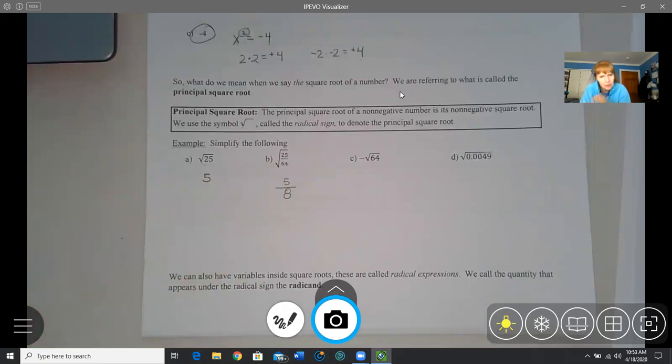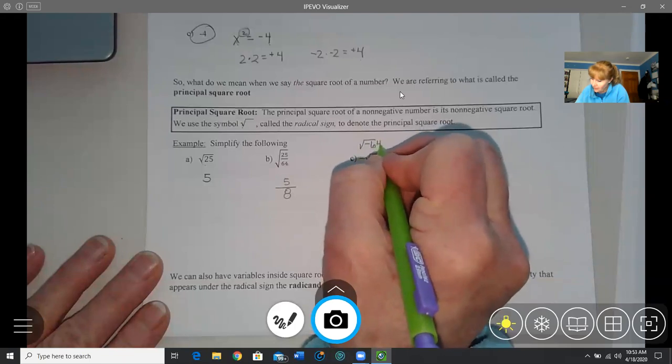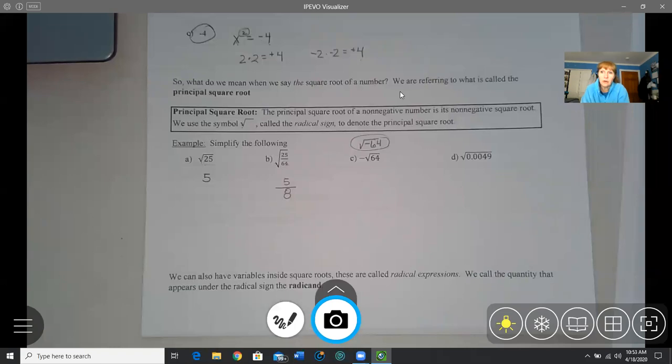Now C, notice where the negative is. The negative is on the outside of the radical. So there's a huge difference between this right here and a negative 64. This one has no real solution, or no real answer. But the other one does, because it's outside of the radical.